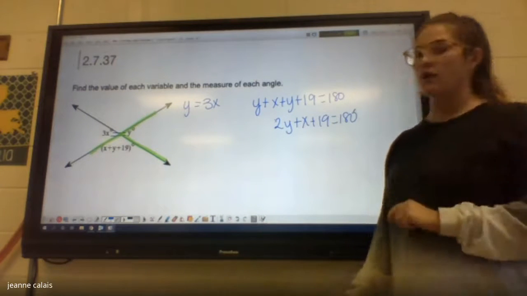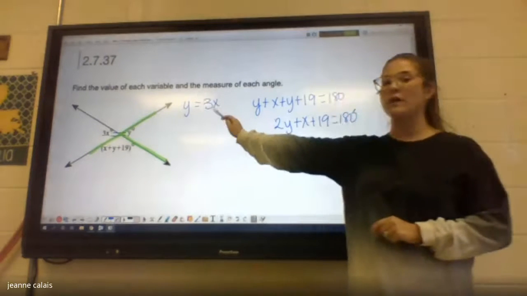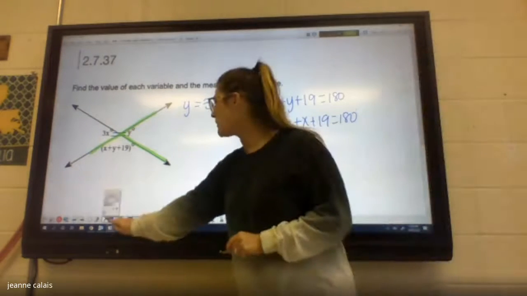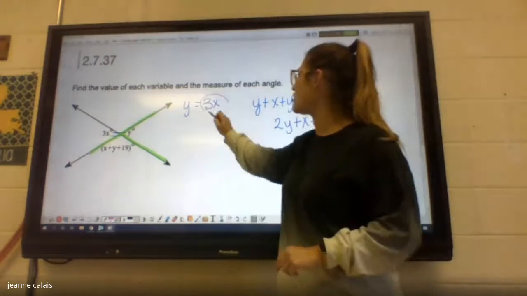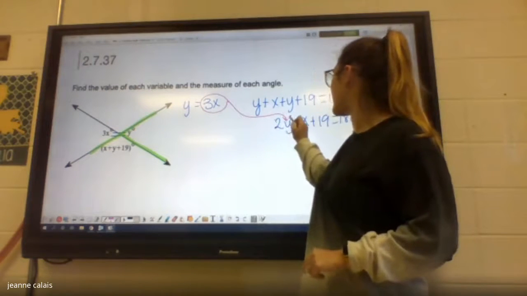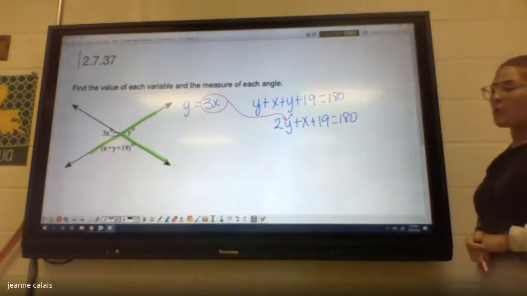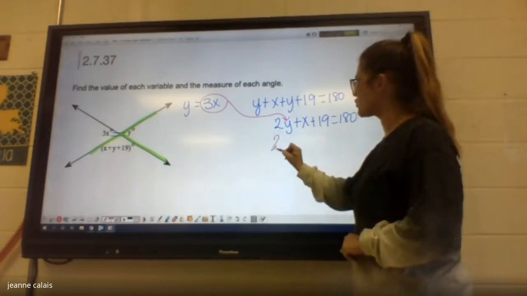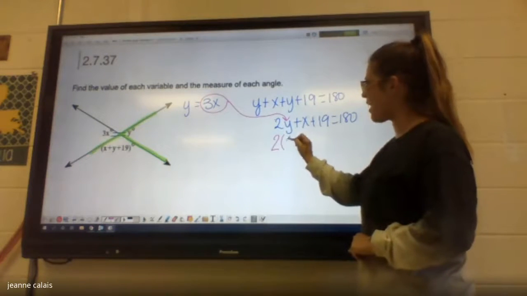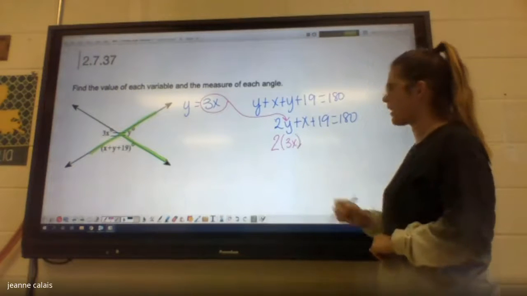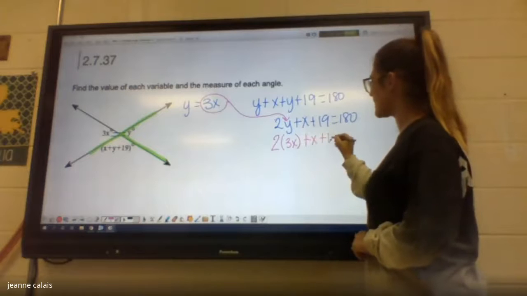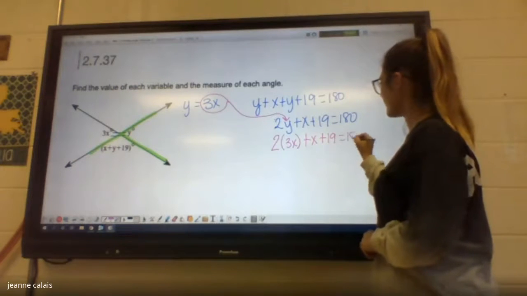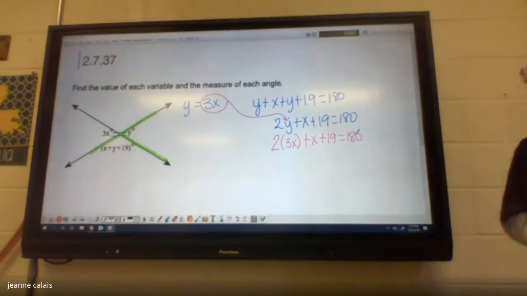But what do I know? I know that y equals 3x. Okay? But what I'm going to do is use the substitution method. I'm going to take the value of y and plug it in for the variable y. So 2 times, and instead of y, I'm going to put the value of y, 3x, plus x plus 19 equals 180.